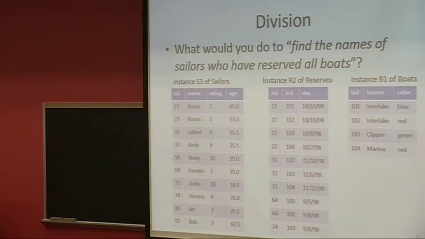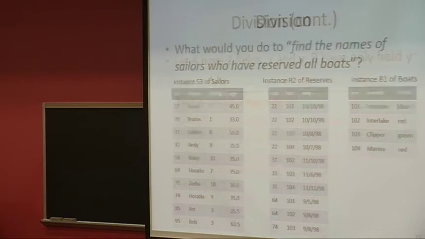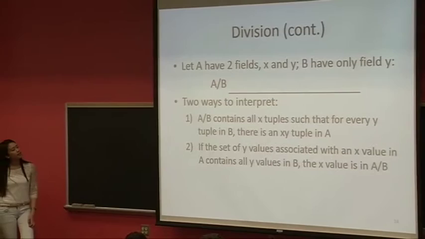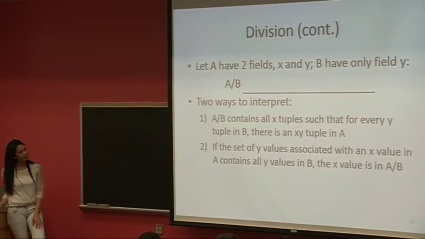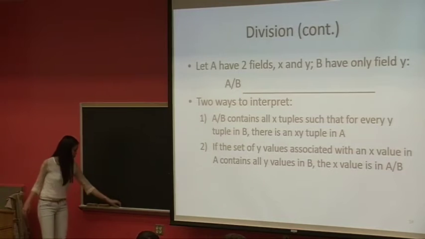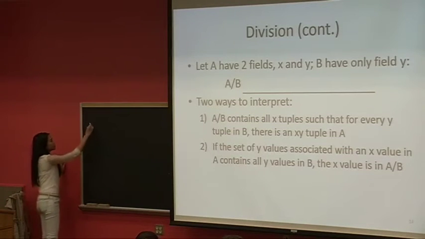Okay, so this is where we need division. Let's start from easier concepts. Let's say we have relation A and relation B. Assume A only has two fields, X and Y, and B has only field Y. And our goal is to find X that is associated with all of the Y's. So you can just think of it as this. We have an A.